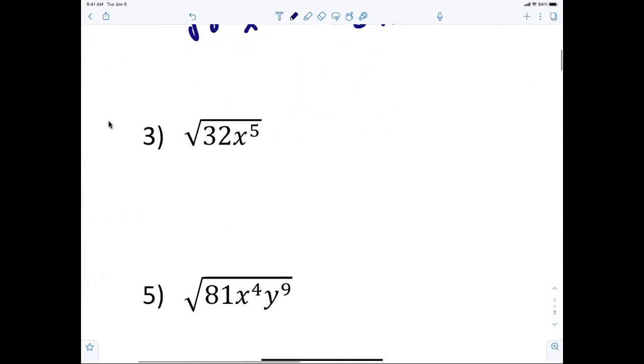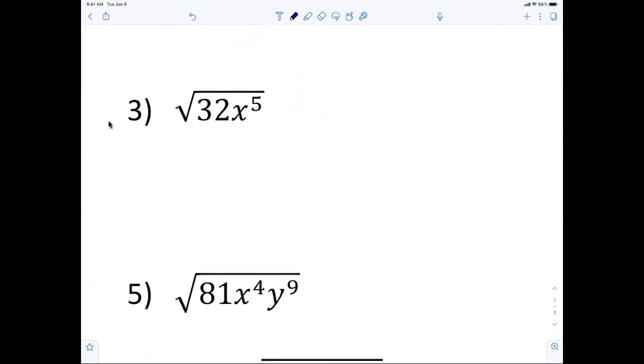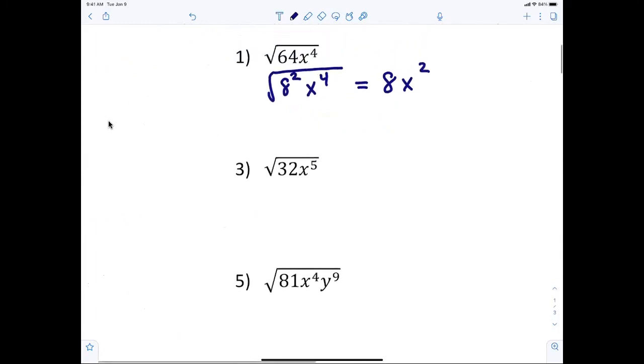So now I'm on number 3. We have major problems on number 3 because the square root of 32 is not a perfect square and x to the 5th is not a perfect square. So we have to figure out what perfect square is in 32. We're not doing decimals anymore. Now, what am I saying about the perfect squares? On the side, you should say 1, 4, 9, 16, 25, 36, 49, 64, 81, 100. Those are perfect squares.